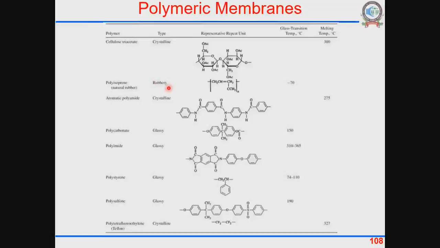Polyisoprene is rubbery, that means it has a glass transition temperature of minus 70 degrees centigrade. Obviously, it will be used above minus 70 degrees centigrade in a rubbery state. You could have polyamide. Amide is the functional group, CONH. It is crystalline and would have a melting temperature of 275. It has to be used below this temperature. Polycarbonate, so carbonate is glassy. Glass transition temperature is 150 degrees centigrade. Amorphous. Polyimide, imide functional group. Polystyrene, again glassy, so it has a glass transition temperature of 74 to 100.